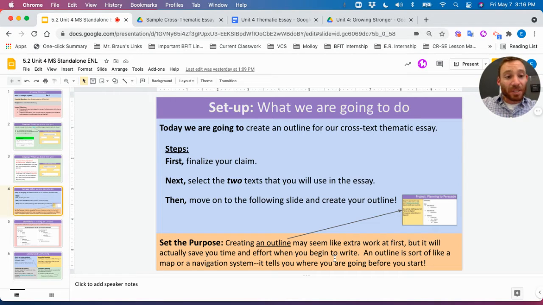Outlining is a very important skill for our ENL students to learn, as this will significantly benefit them in their English classes, and especially in their social studies and other content classes as well. Any content class that is going to involve extended writing, it's very important for students to be able to outline and plan out their response, so that their response is coherent, organized, and easy for their readers to understand.